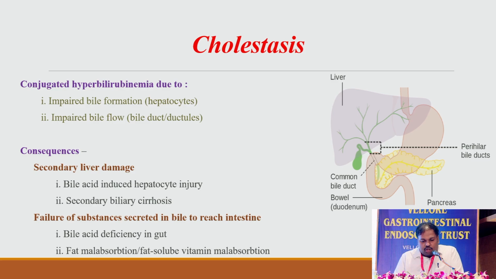And what does it cause? It can cause secondary liver damage due to bile acid induced hepatocyte injury or secondary biliary cirrhosis. Failure of the substances secreted in the bile to reach the intestine can cause bile acid deficiency in the gut, leading to fat malabsorption or fat soluble vitamin malabsorption.